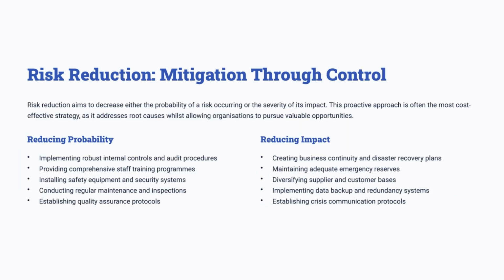Risk reduction focuses on minimizing risk probability and impact. Implement robust controls, staff training, and safety systems to lower occurrence chances. For impact reduction, develop continuity plans, maintain reserves, and diversify suppliers. These strategies address root causes, enabling organizations to seize opportunities while managing risks effectively.